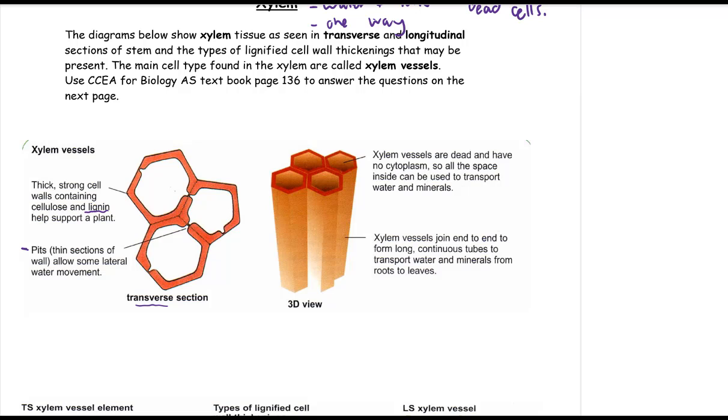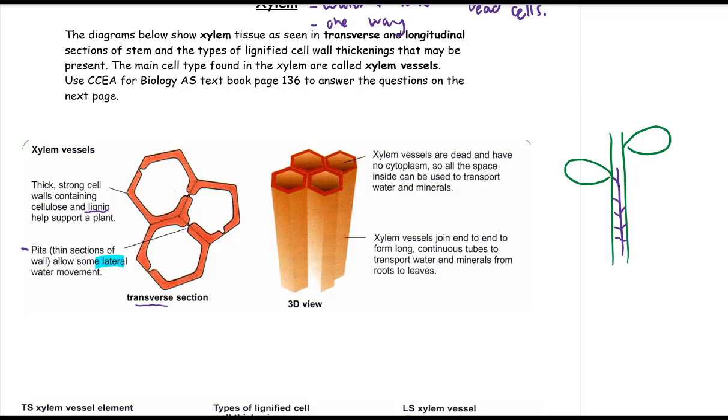Which, if you think about it, makes sense to have, because if you've got the stem of a plant going up here, and you've got different leaves branching off in different areas, as the water's moving up, you want a little bit of water to be able to branch off to go to the cells in the stem. So the pits just allow lateral movement of water, which basically just means sideways movement of water out of the xylem.